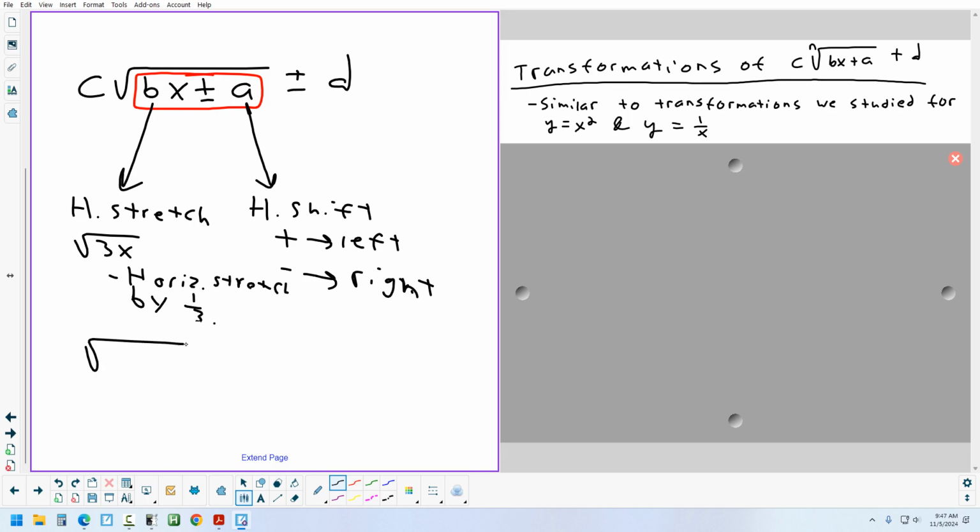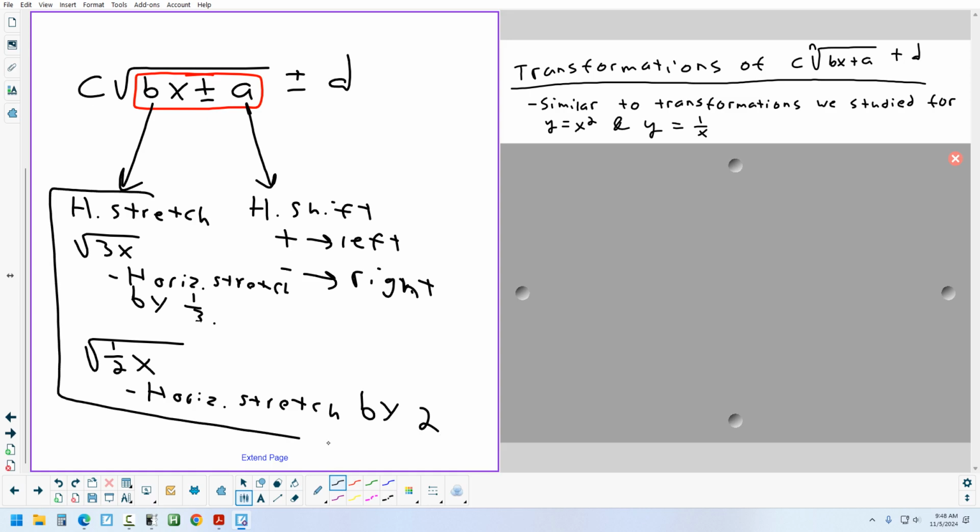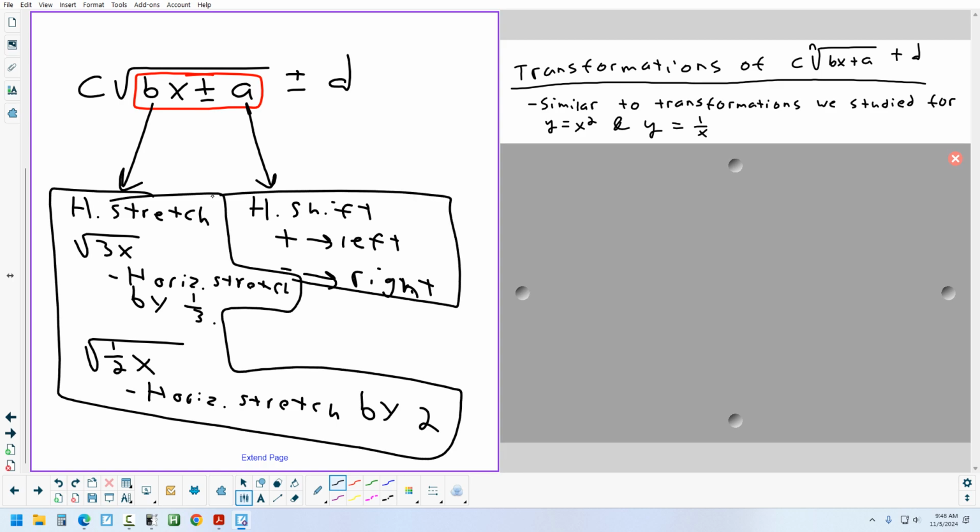If you had a small number, like square root of 1/2x, that's a horizontal stretch. But it's a small number, so it's actually going to make it bigger. How much bigger do you think 1/2 would make it? 2. It actually doubles it. Horizontal stretch by 2. So the horizontal stuff is always backwards. Yeah. Let's put a box around that. There's your horizontal stretch. And there's your horizontal shift.